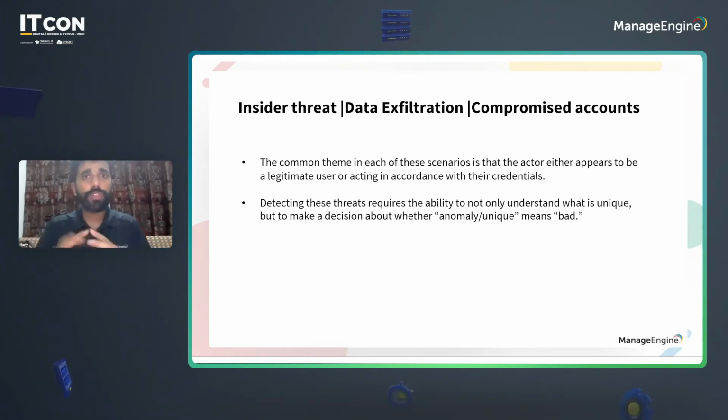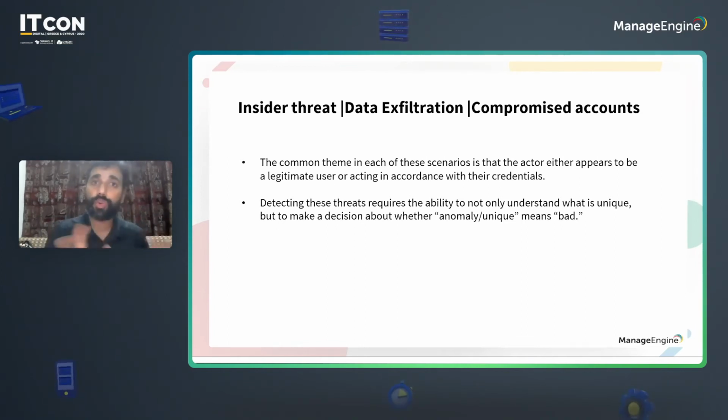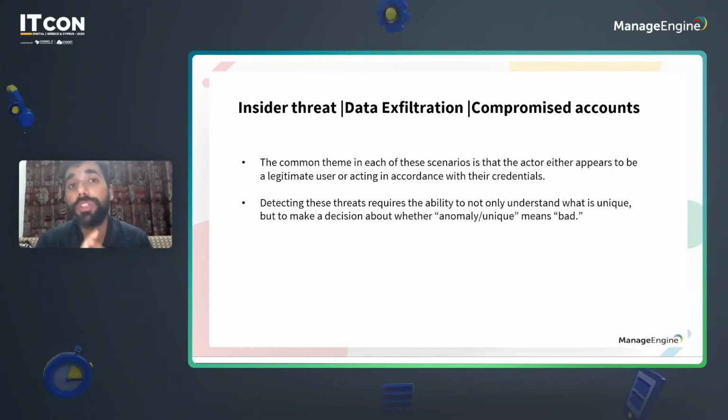So this is where you need to make sure that though that is an anomaly, based on time, count, and pattern, we just can't take an immediate action, right? So this is where you have to understand time, count, pattern, and you need to understand that the anomaly that's being raised is not bad. So this is where you've got to rule out a few conditions, right? Detecting these threats requires the ability to not only understand what is unique. When I say unique, it could be different, it could be disastrous, but to make a decision about whether the unique anomaly means bad.